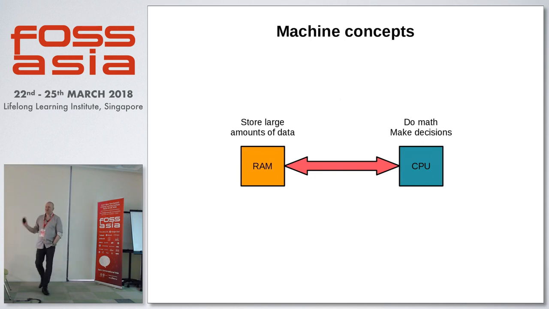So back to machine concepts. In reality, your machine is pretty much this, from your point of view. There's a CPU. It does math and makes decisions, and it talks to RAM, and there's a lot of storage. That's it. That's what a machine is. We're done. You now know how a machine works. That's basically a machine.